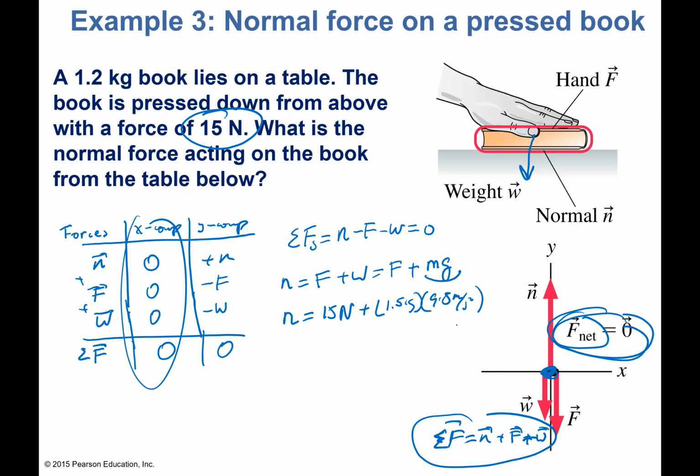So if I get those, then I can calculate the force acting on it. Let me do that. 15 plus 1.5 times 9.8, I get 29.7 newtons. So that's my normal force. It means I could calculate that from whatever was given to me.